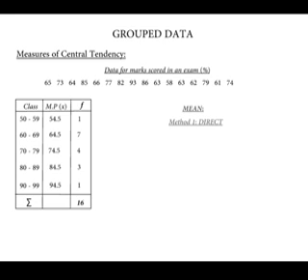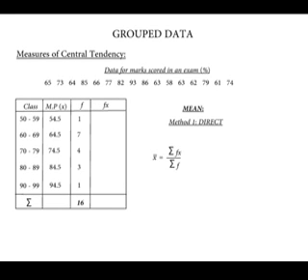We calculate the mean. To calculate the mean for grouped data, you can use the direct or the assumed mean method. For the direct method, mean is given by summation of fx over the summation of frequency. Notice that for grouped data, x is the midpoint. From the formula, it means we will need another column for fx. We multiply each midpoint by the corresponding frequency.